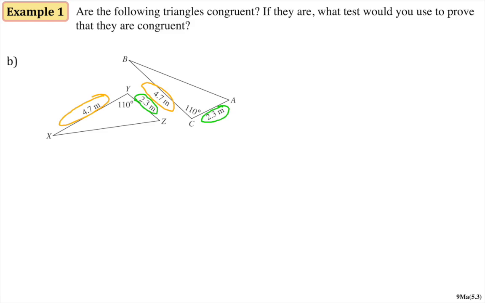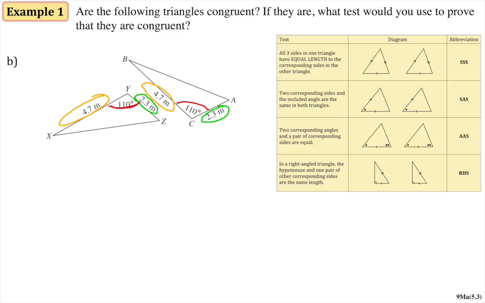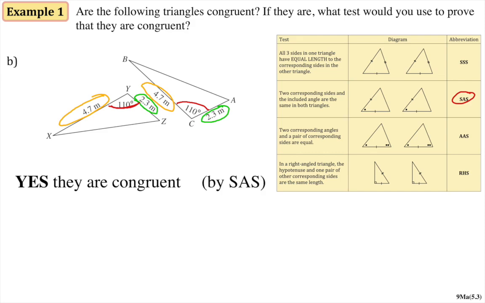Between the 4.7 and the 2.3 metres, there's 110 degrees. Yes, these actually match up because I have two sides that come in matching or corresponding pairs, and I have an angle that's between them. So, yes, they're congruent. Why are they congruent? They're congruent because I've used SAS, side angle side, to show that they are congruent.